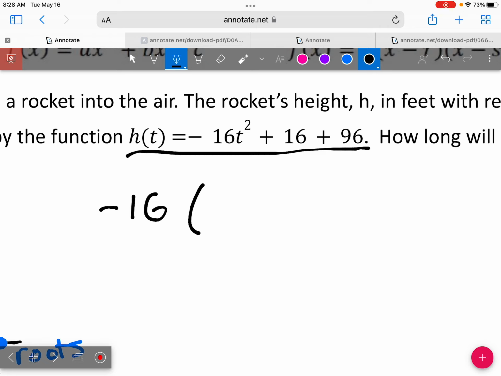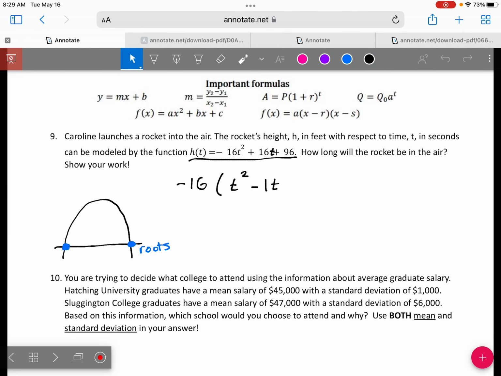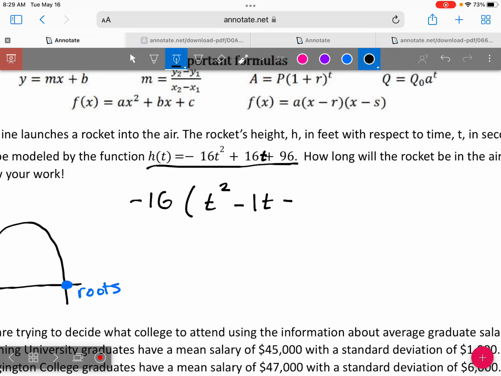When I take negative 16 out, we're going to be left with t squared. Positive 16 divided by negative 16 gives us minus 1. That is 100% supposed to have a t there. And 96 divided by 16, I know that is a thing, but I don't remember what it is. 6. So 96 divided by negative 16 is minus 6. And if that did not have a t there, it was 100% supposed to.